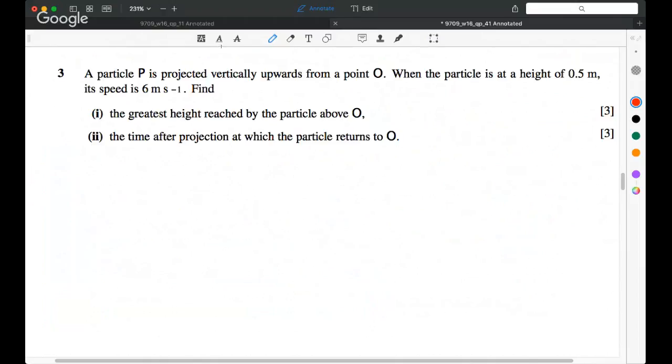You might need to explain what SUVAT is very briefly because they won't know that. They get those in the formula booklet, don't they? I think. No, let's just start from scratch.